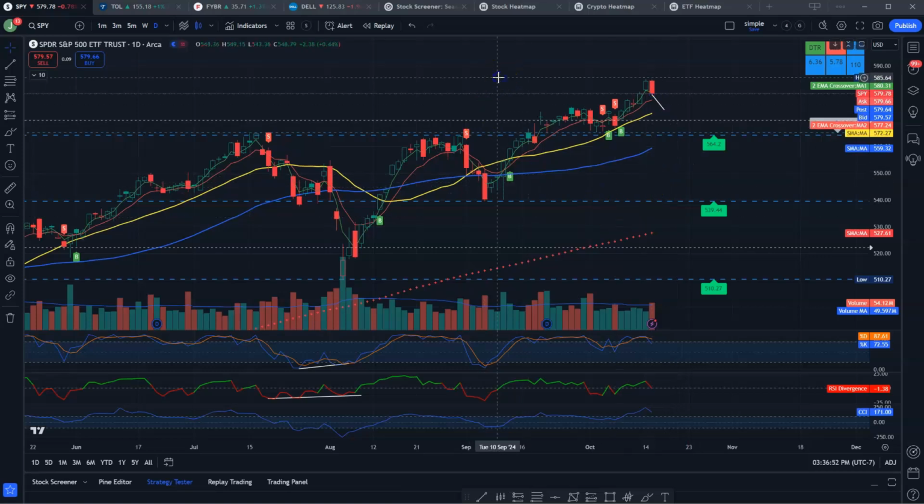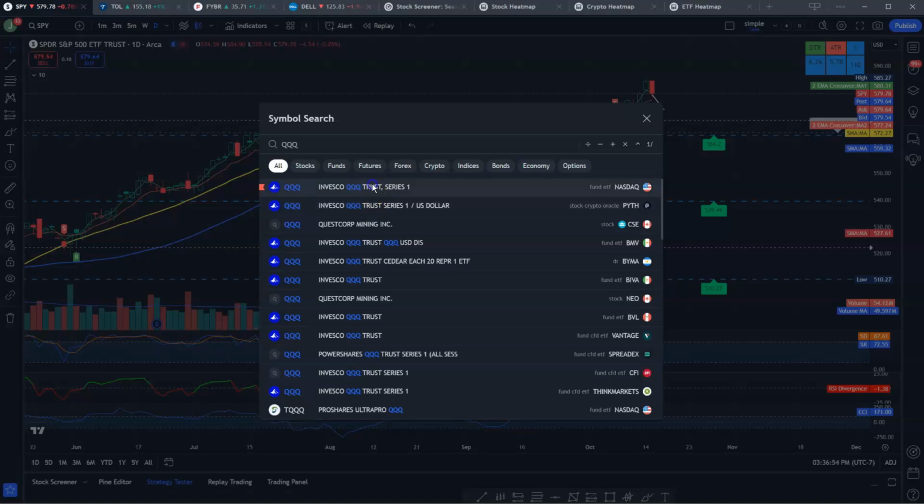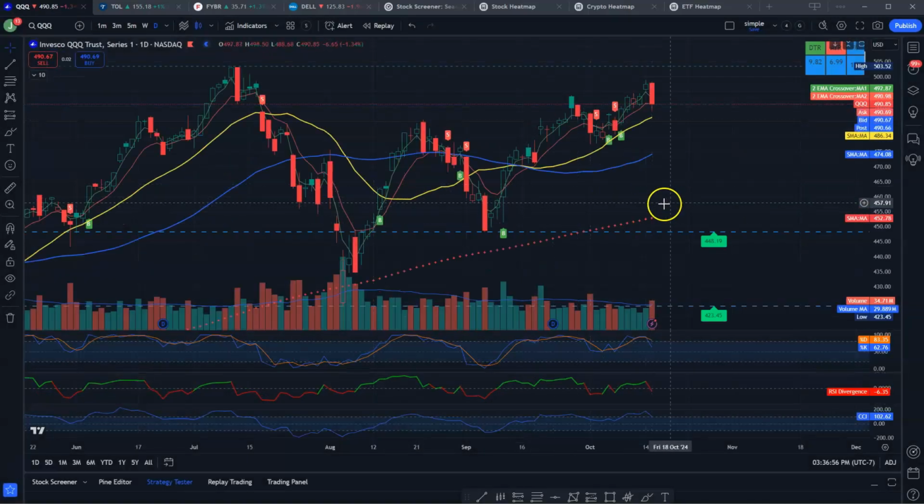Now let's go to the Qs, which is basically the NASDAQ. Again, we had a bearish engulfing candle, higher volume, stochastics bearish, going down through, RSI divergence hinged down, turning red, green is positive, red is negative, and the CCI down. So it's a down day.